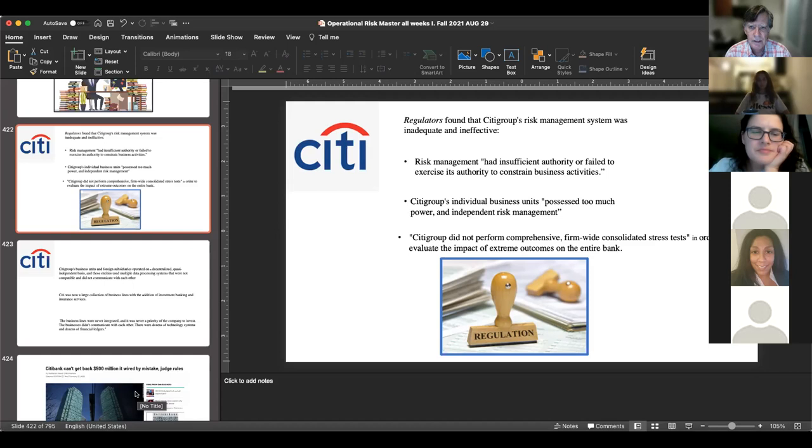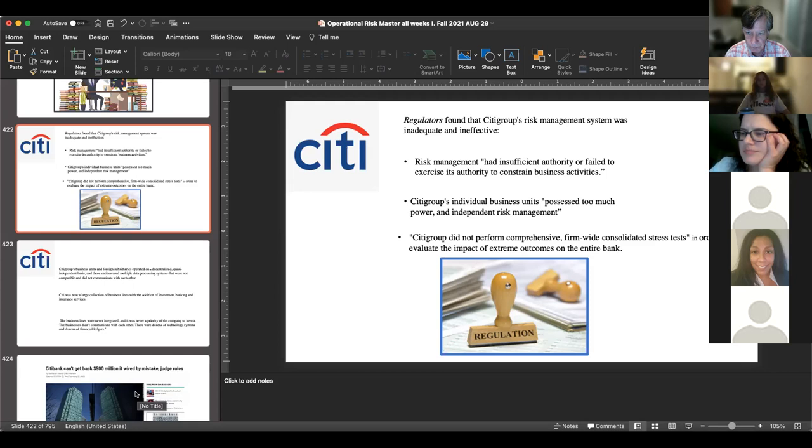The regulators who found that Citibank's risk management system was inadequate thought that the risk management group had insufficient authority. And that's true. They take a backseat to the people that bring in the revenue. Citigroup decided that of the three lines of defense, the first line, the business unit, possessed too much power, and more of the oversight and management needed to go to the second and third lines of defense.